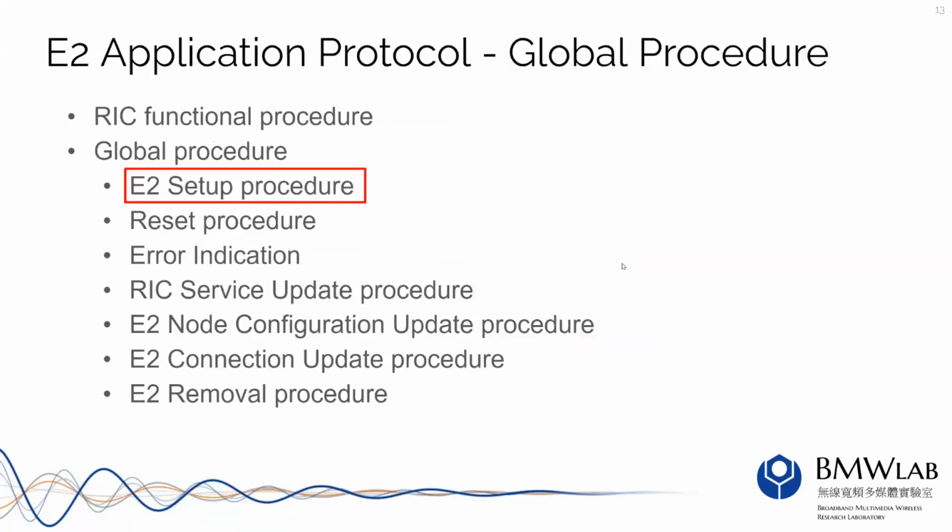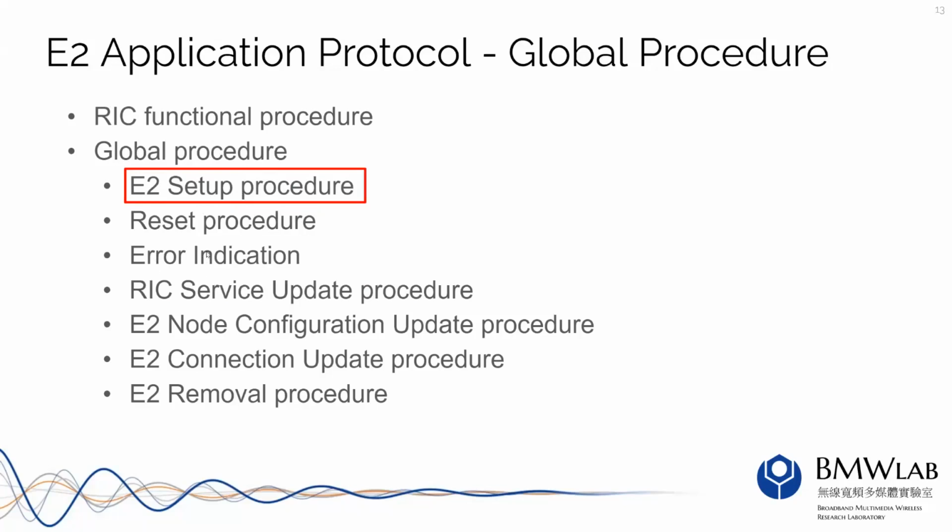So next, I will introduce the E2AP procedure in the O-DU High. In the source code, E2AP procedures are divided into two modules: RIC functional procedures and global procedures. The difference is that functional procedures are used to transmit application messages, but global procedures only carry basic features like setup, reset, error, and so on.